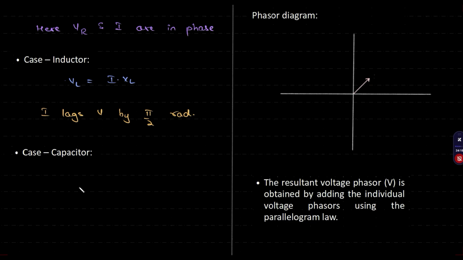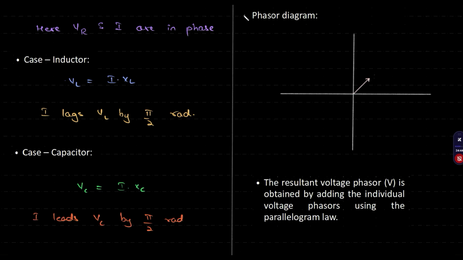Next, in capacitance. Again, we have the same funda. But here, current leads the voltage by 90 degree or pi by 2 radian.